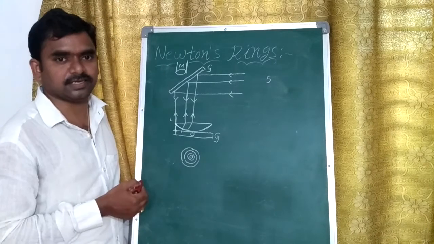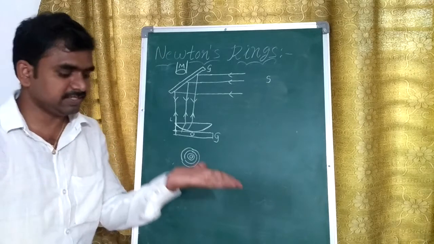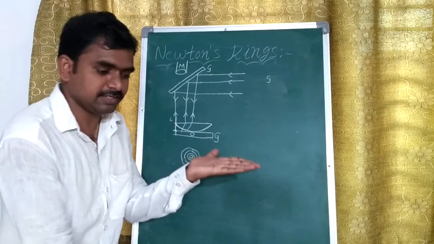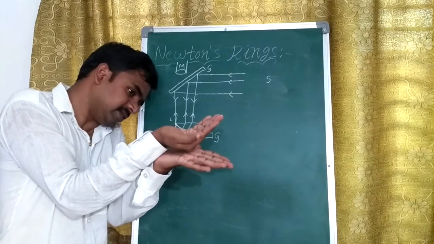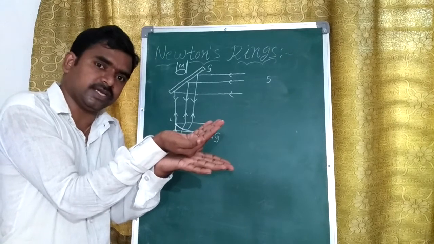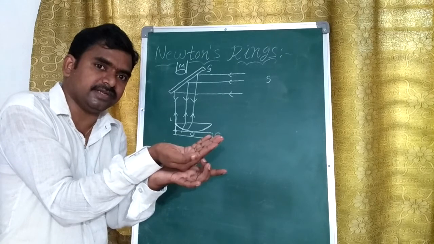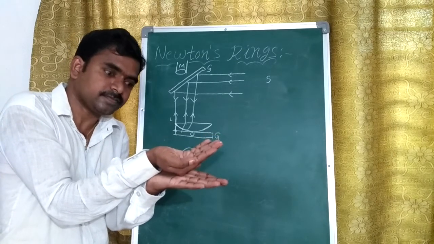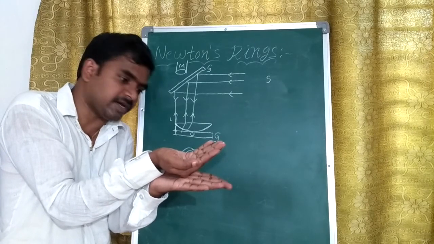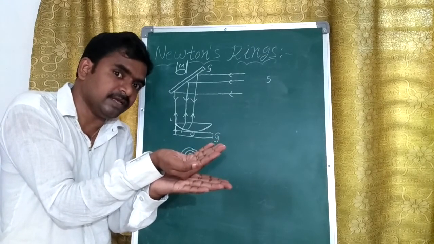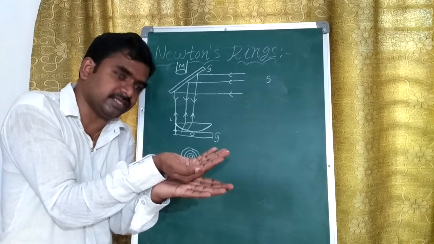Why are the rings circular? For example, this is a plain glass plate. On this, if we place the plano convex lens like this, at the center both are in contact. Suppose from the center we take some x distance or r distance, the gap between the lower surface of the plano convex lens and the upper surface of the plain glass plate is our thickness t.